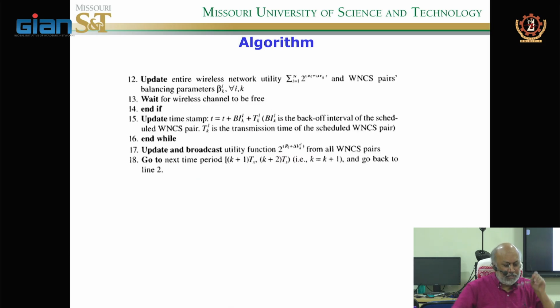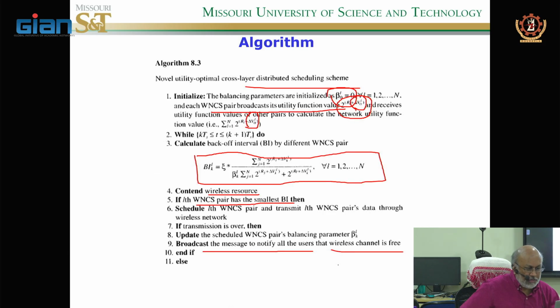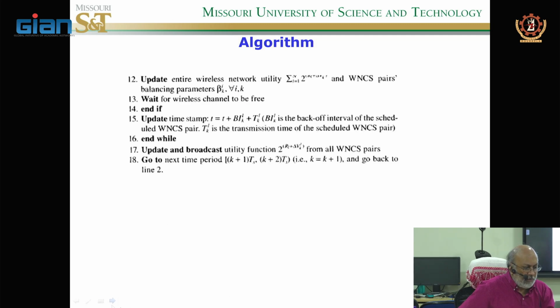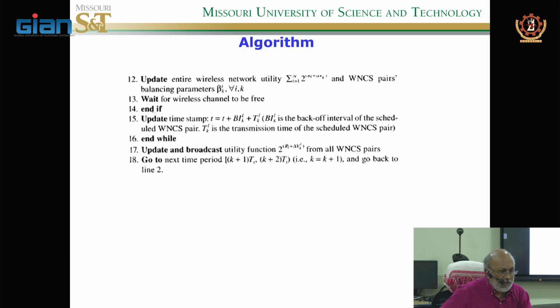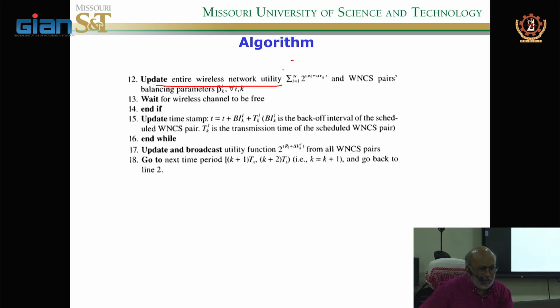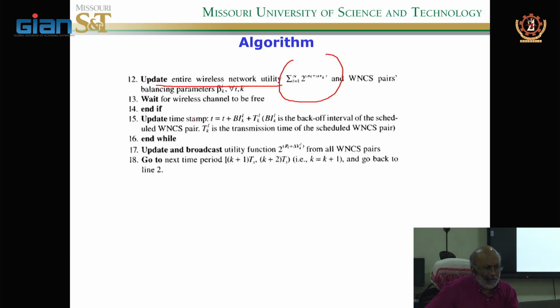So now, still not done yet, looks like. So basically it notifies the other user. Then you see that it updates the entire wireless network, the utility function. And then you try to balance it. Wait for the wireless channel to be free, and then you update the timestamp and also the back-off interval. And then you update again. So what happens is this keeps going on.